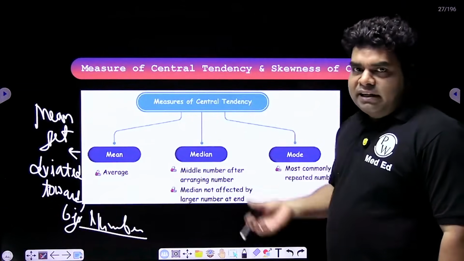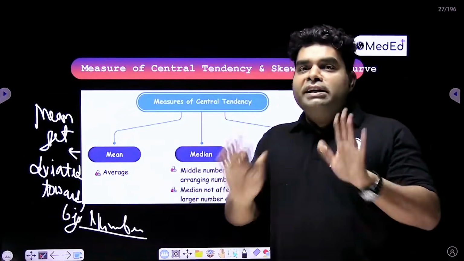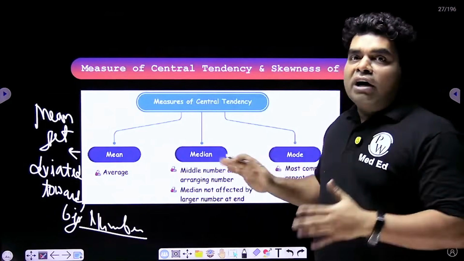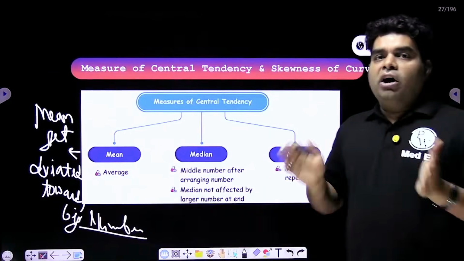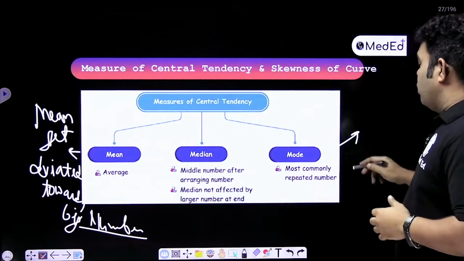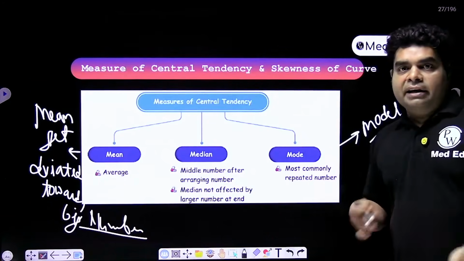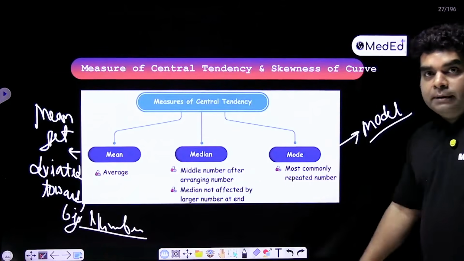Central tendency means what is in the center. Median is in the middle, median is always in the center. Median is not affected by a big number. Median always remains between mean and mode. And mode, some good book has written mode as model. Just like a model wants to keep itself repeating again and again, similarly mode is the most commonly repeated number.